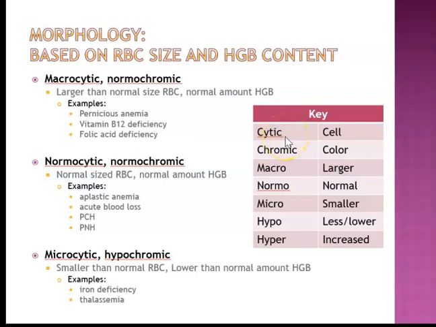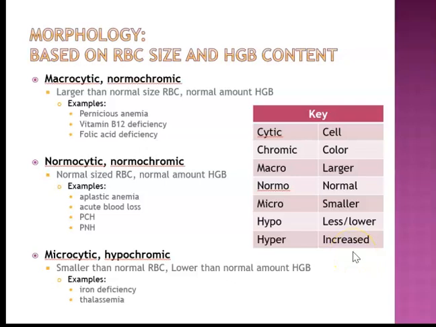Anything that you see with cytic on it is referring to the cell itself. Anything you see with chromic is referring to color. Macro is referring to larger. Normo is referring to something that is normal. Micro is referring to something that is smaller. Hypo is referring to something less or lower. And then hyper is referring to something that is increased.